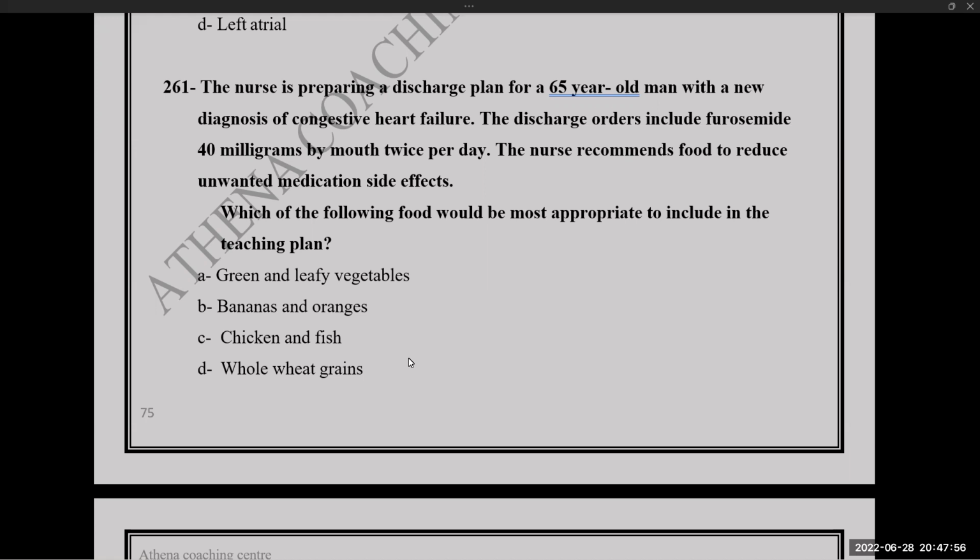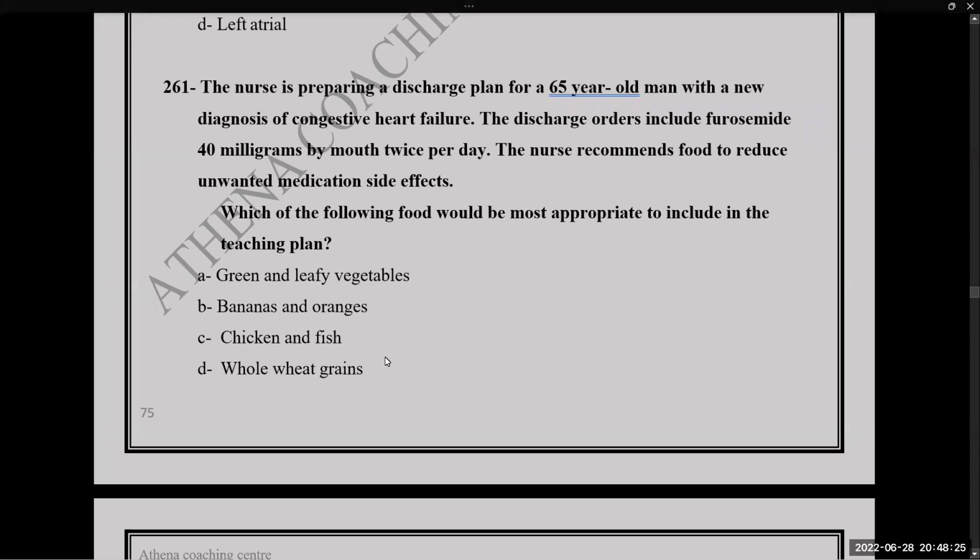Next, you can write down the diet modification required for a patient who is receiving Lasix. You need to write down potassium rich diet. Here it is given as banana and orange, but it is not mandatory to get the same kind of options. You will get many different options, but you need to focus on potassium. Next question.